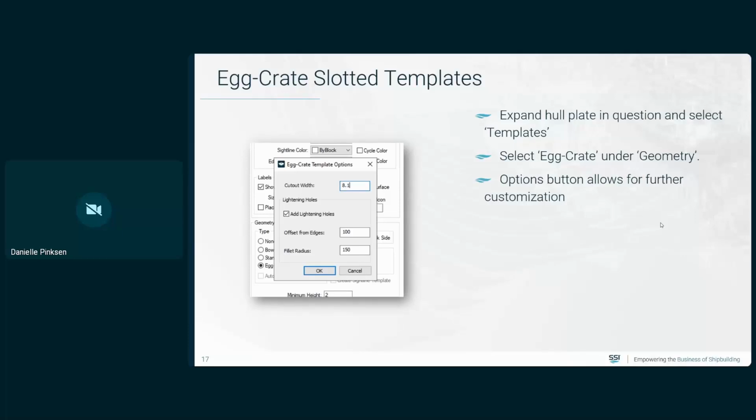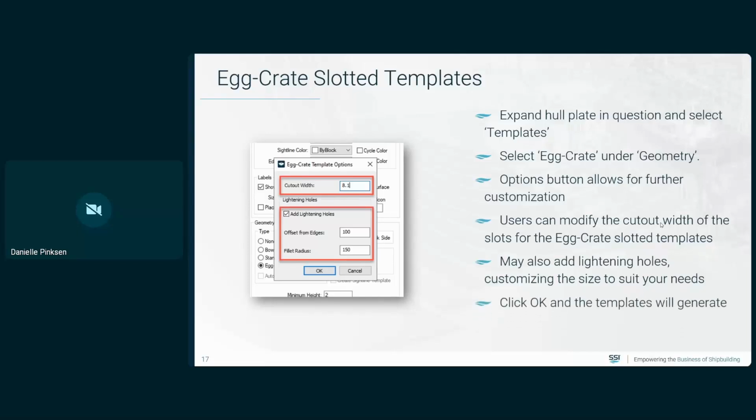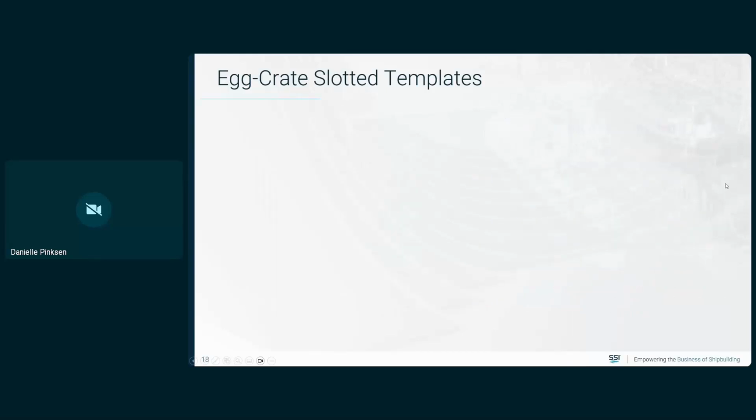Within this interface, you'll see that users can modify the cut-out width of the slots. And you'll also see that you can choose to add lightening holes and define these lightening holes in whichever way you choose. All you have to do is click OK, and these templates will generate. You place them the exact same as you would with any expanded plate, and then you can choose to nest them if you want to. And you'll probably assign the stock and then cut them out, and then you can use them to actually verify your hull curvature.